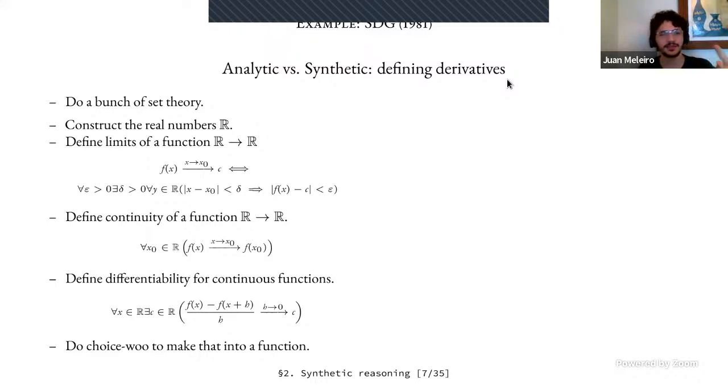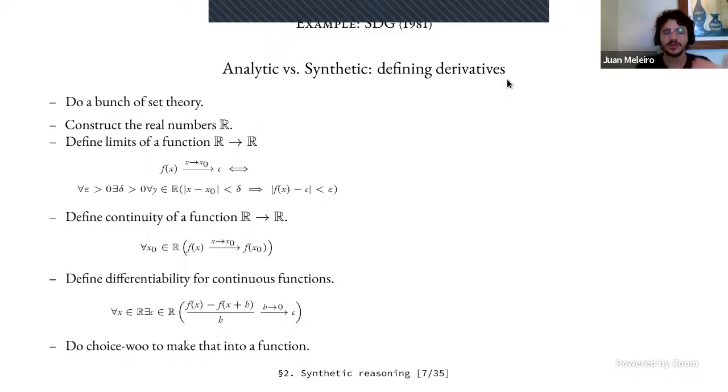And we define the notion of a limit using formulas such as this. Then we define continuity of a function. Mind you, we're trying to define the derivative, but we have to talk about all of those things. Then we define differentiability of continuous functions, which is not the derivative. This is a formula which has the form of a universal quantifier and an existential quantifier. To turn that into a function, we have to use the axiom of choice and do some magic to transform that into a function.